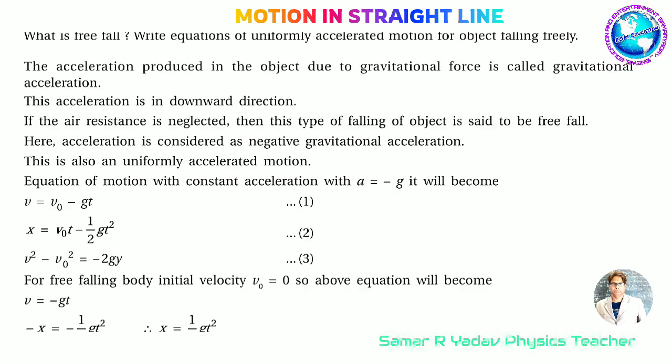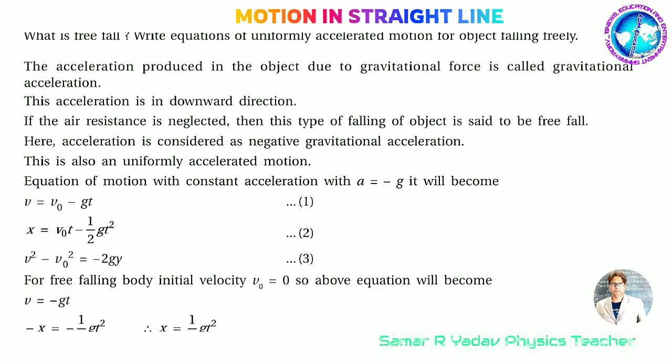What is free fall? Write the equations of uniformly accelerated motion for an object falling freely. The acceleration produced in the object due to gravitational force is called gravitational acceleration. This acceleration is in the downward direction. If air resistance is neglected, then this type of falling of an object is said to be free fall. Here, acceleration is considered as negative gravitational acceleration. This is also a uniformly accelerated motion.